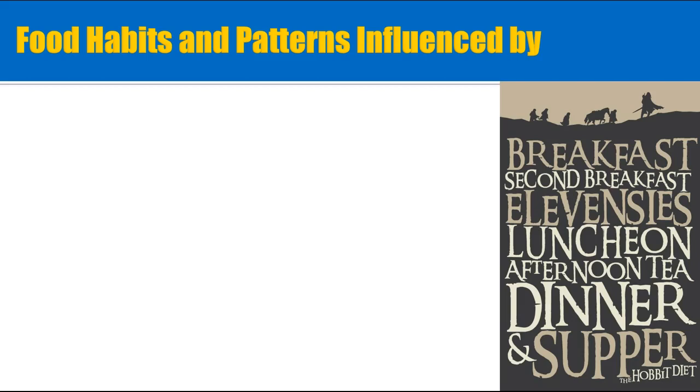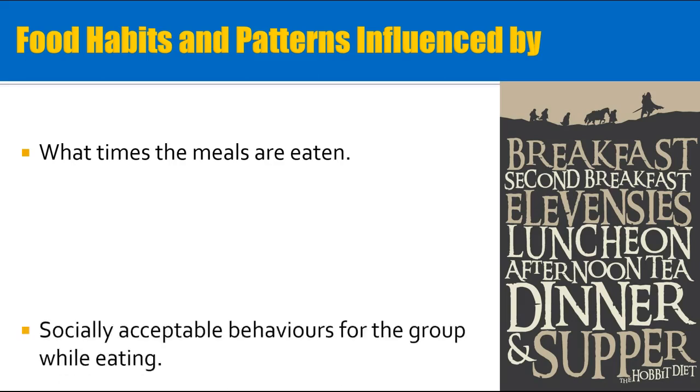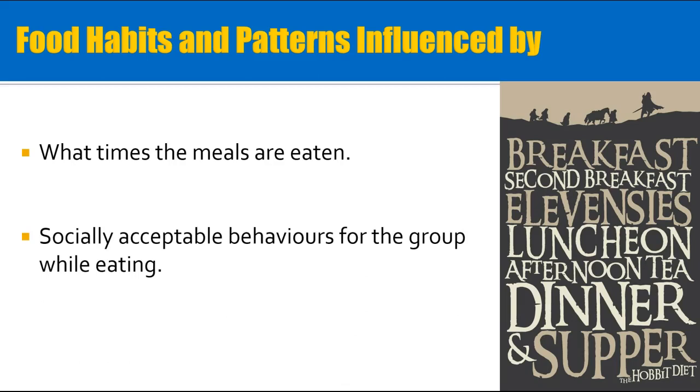So looking at some food habits, also the time that the meals are eaten. So for example, the Hobbit diet, they're talking about having a lot of different snacky small meals throughout the day in comparison to, say, having 3 square meals, which is what is more socially acceptable in Western society. And some other things include behaviours within the group as well, so whether you have a second serving or you eat everything on your plate.